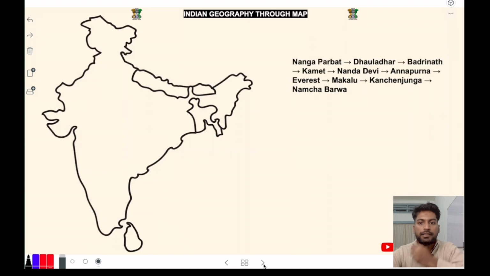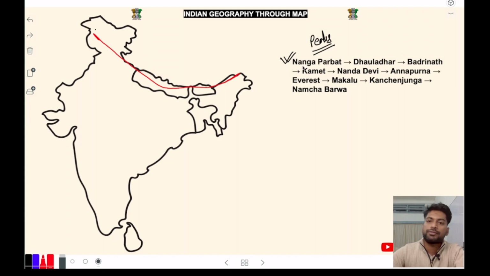Now see, you have to locate these mountain peaks located in your Greater Himalaya. Now see, as you know, this is your Greater Himalaya. If I draw roughly like that, this is your Greater Himalaya. Got it? Now first Nanga Parbat. Nanga Parbat is here. It's in POK. Some part is in POK. Then Davaldhar. Davaldhar is here.